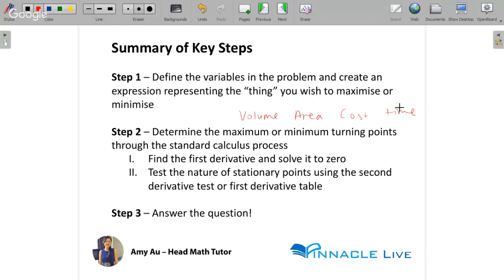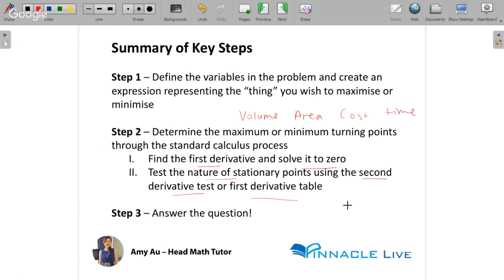And basically, the next step is the actual maximization and minimization process. So I will say, broadly speaking, it involves 2 steps. You've got the first derivative, you have to solve it to 0. And once you've done that, you test the nature of these stationary points. So just like curve sketching, we need to demonstrate whether this is a maximum, minimum, what is it? Okay, so that's the nature. Now, you've got 2 options here, as we mentioned last week. You've got the option of the second derivative test, or you've got the first derivative table.